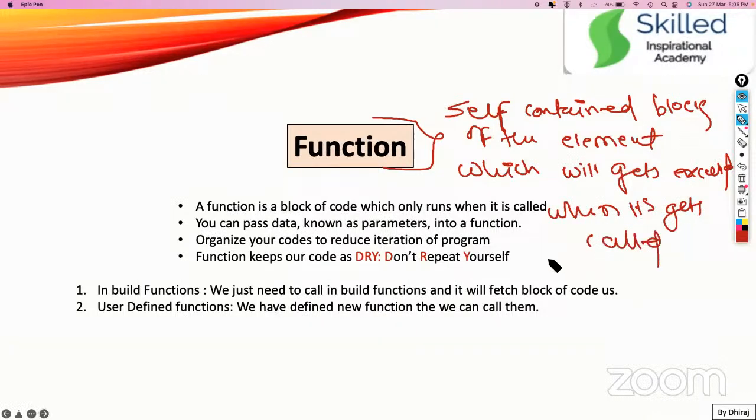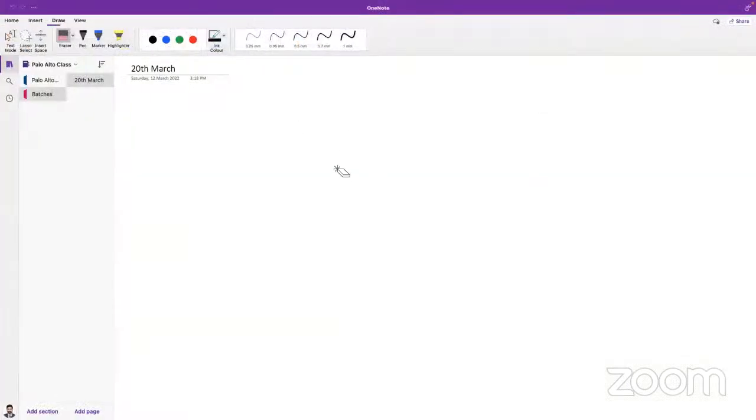I'll tell you in the simplest way. This is the bookish definition. So it's a self-contained block of the element which will get executed when it gets called. It means, let's consider it like this.